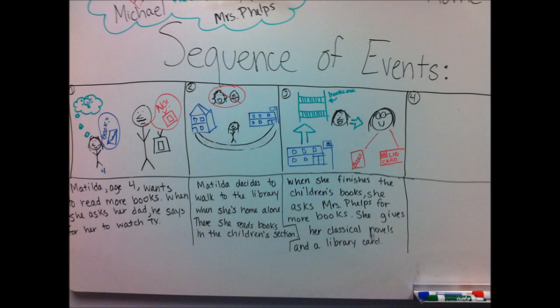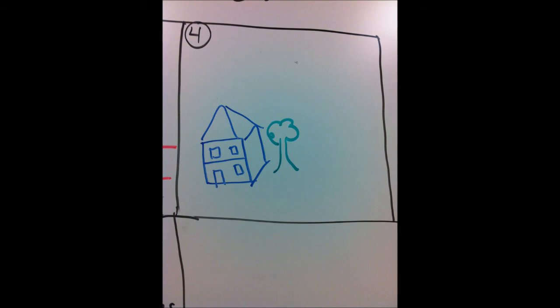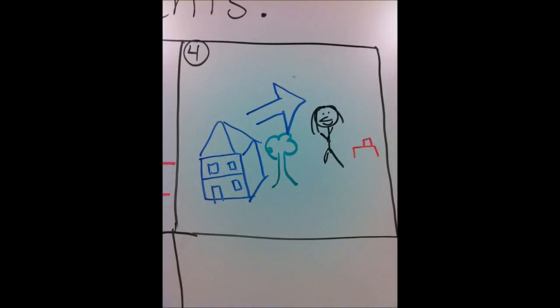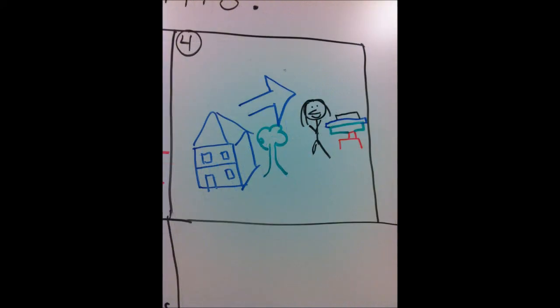The next event that takes place is when Matilda goes home and she reads the books that Mrs. Phelps gave her. And she reads and reads and reads all day while her whole family is gone.